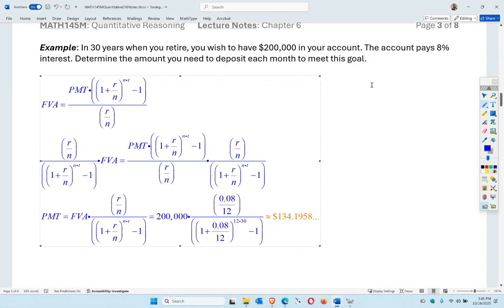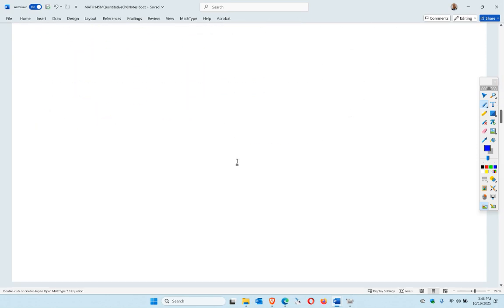Okay, I like that. So we're kind of working backwards using the same formula. All right. Let's go to the next page here and look at one more example.